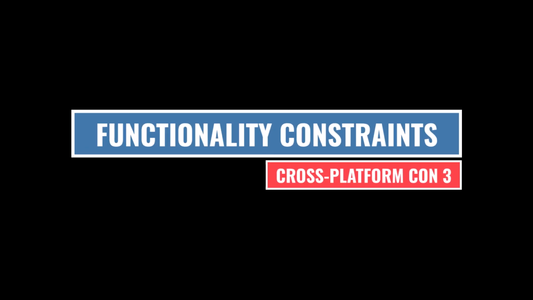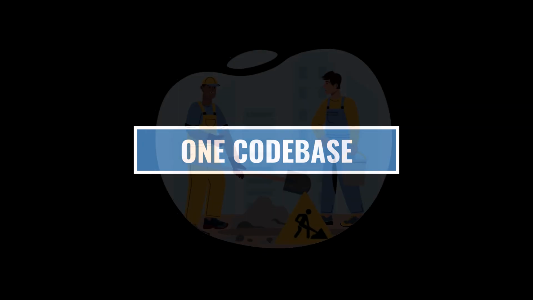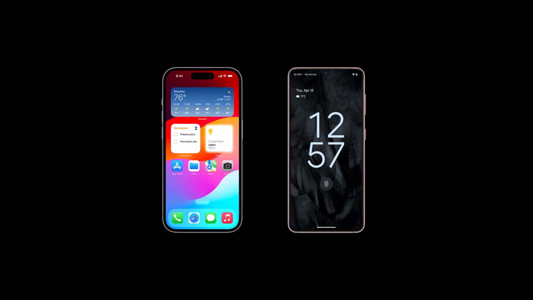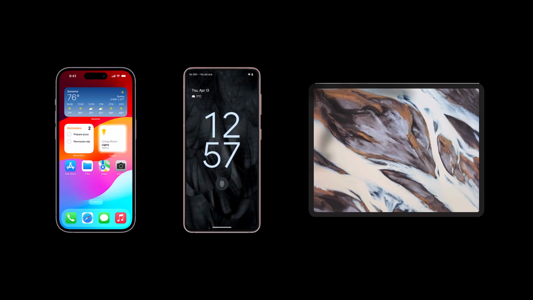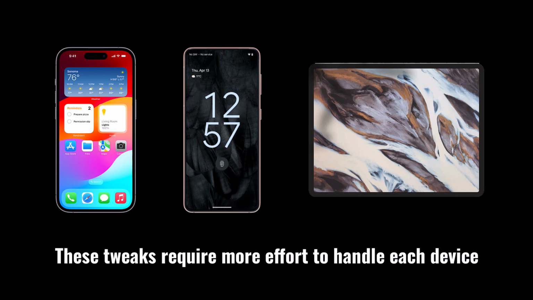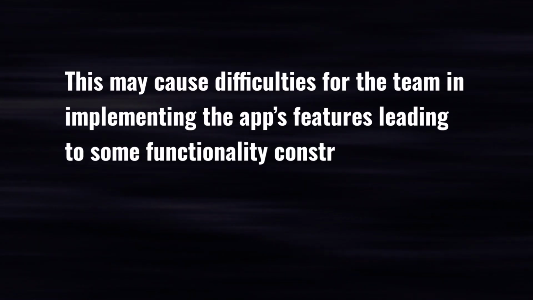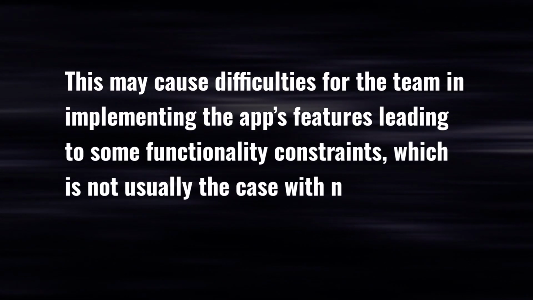Number 3. Functionality constraints. While cross-platform apps use the same code, they might need some tweaks to look and work their best on iPhones, Android phones, or tablets. These tweaks require more effort from the mobile development team to handle the individual differences for the multiple platform devices. This may cause difficulties for the team in implementing the app's features, leading to some functionality constraints, which is not usually the case with native development.